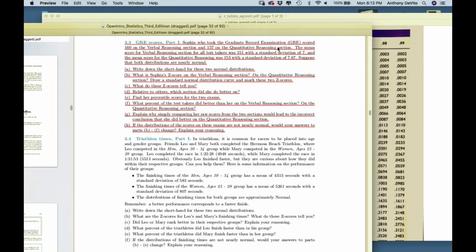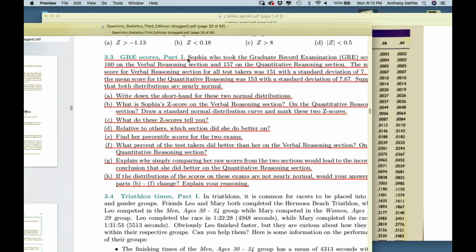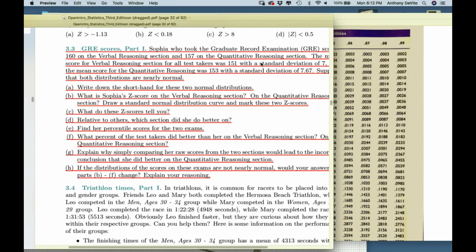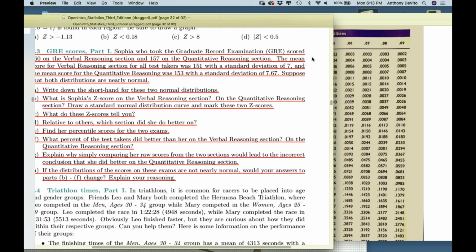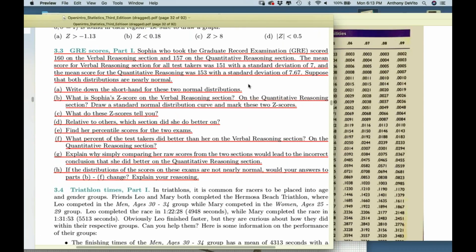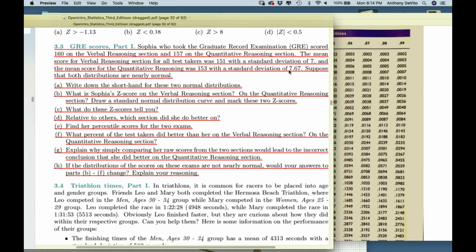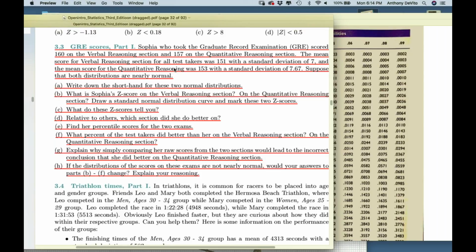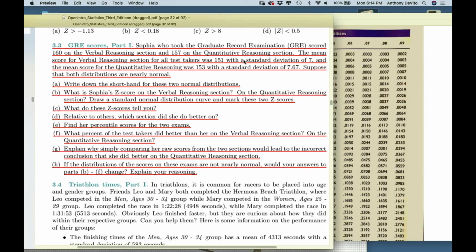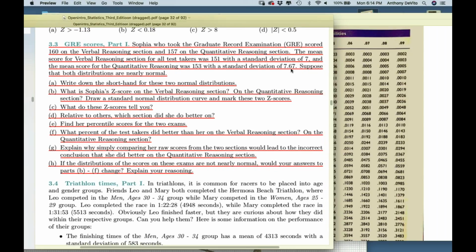Sophia, who took the graduate record exam, scored 160 on the verbal reasoning section and 157 on the quantitative reasoning section. The mean score for all test takers on the verbal reasoning section was 151 with a standard deviation of 7. And the mean score for the quantitative reasoning section was 153 with a standard deviation of 7.67. Suppose that both distributions are normally distributed.